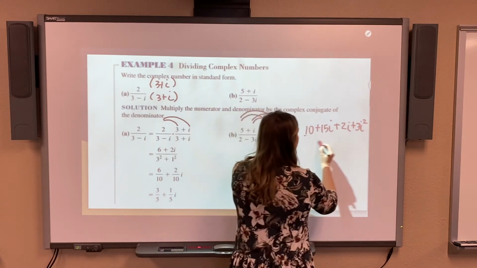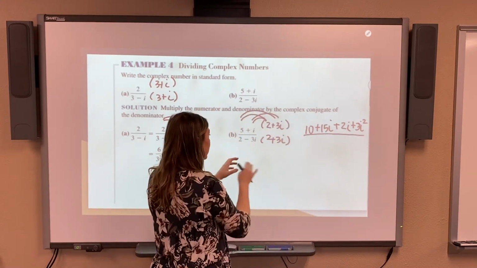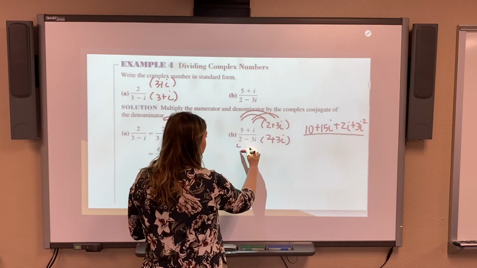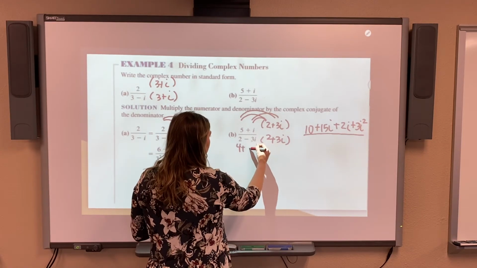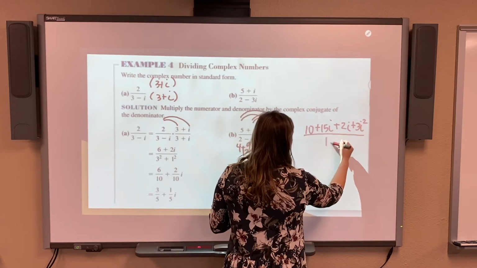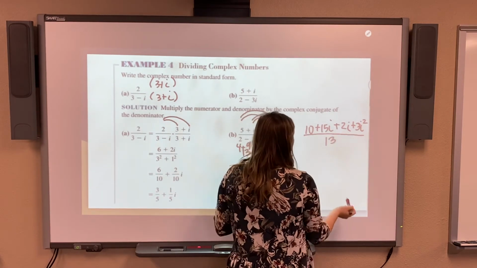Okay, and that's over. So if you need to multiply it out, you totally can. I'm just going to square 2, so it'd be 4, plus 3 squared would be 9. 4 plus 9 is 13, so this denominator would be 13. Okay, I'm going to simplify that.